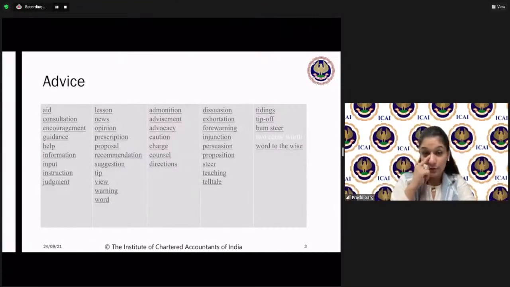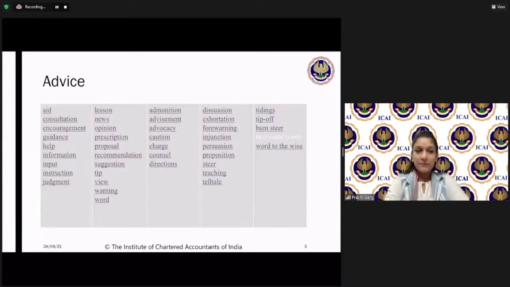All right, look at your screen. Do you see the word advice written on your screens? Yes. Okay. And do you see the table, the words mentioned below? All these words that are mentioned below, tell me the relation between advice and all these words. What is the relation? What do you understand?